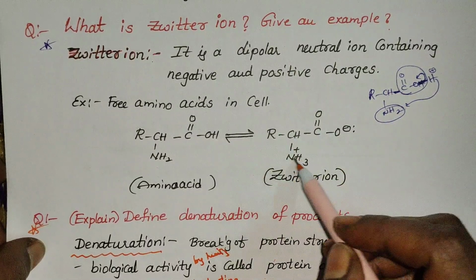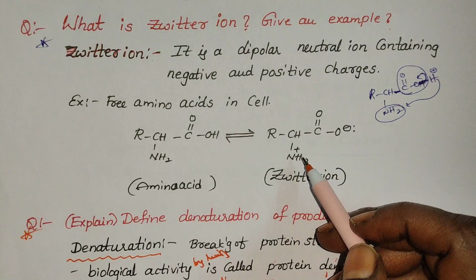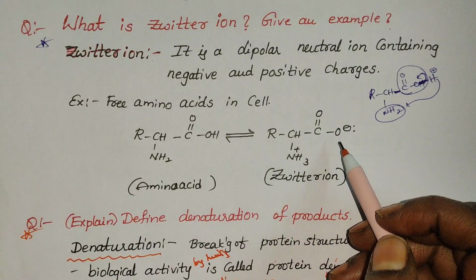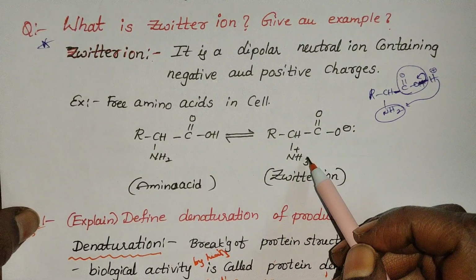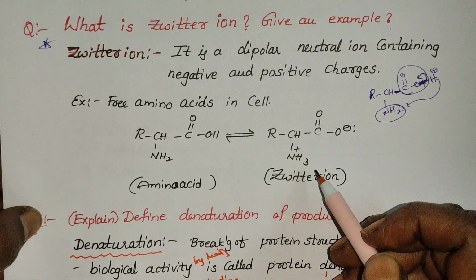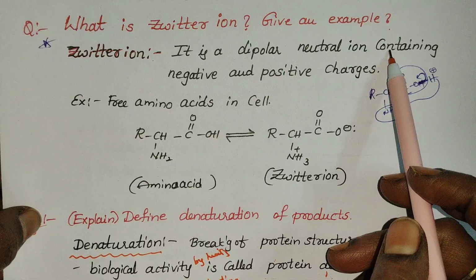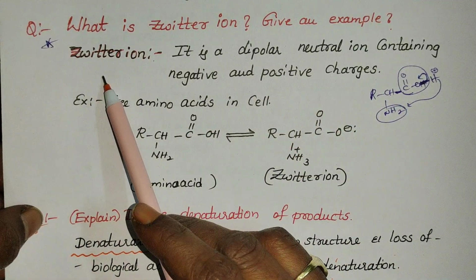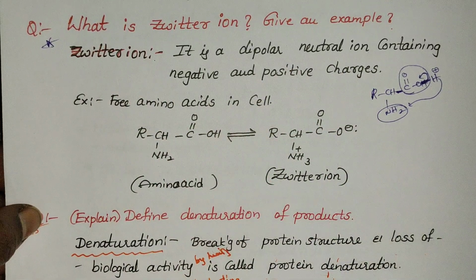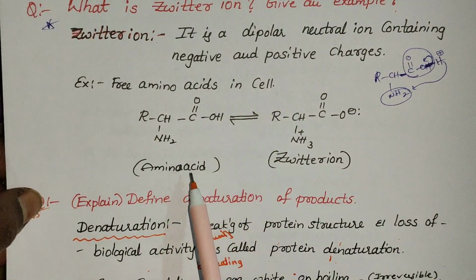So on a single molecule, there is NH3 plus, the positive charge, and COO minus, the negative charge. Both are present. So it has dipole nature, two poles, one negative pole and another positive pole, and it is a dipolar neutral ion. That is called a zwitterion. Zwitterion is a dipolar neutral ion containing negative and positive charges. Where is it present? In free amino acids, especially in a cell like this.